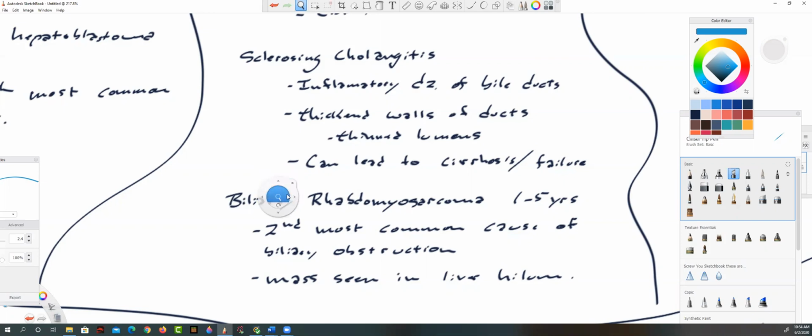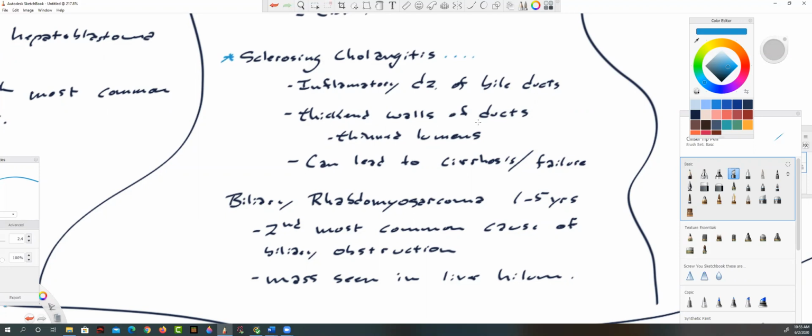Sclerosing cholangitis. This is what I meant about adults can get this as well. That was my mistake. Inflammatory disease of bile ducts. I actually was sitting talking to a young woman who had sclerosing cholangitis, and she had just discovered it, and I don't know if she was fully aware that she would eventually need a liver transplant.